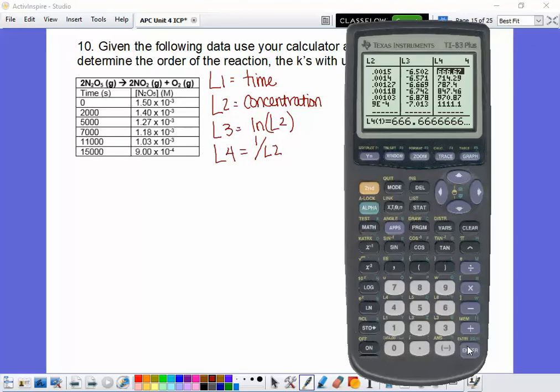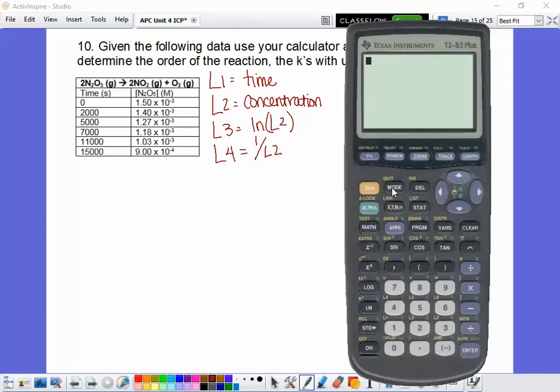All right? So you should get really big values here, because you're doing 1 over a fairly small number, so they should be very big. Do you have your lists populated? All right, we want to get out of here. You don't want to press clear, because that's going to clear this first data point. So instead, press second quit.